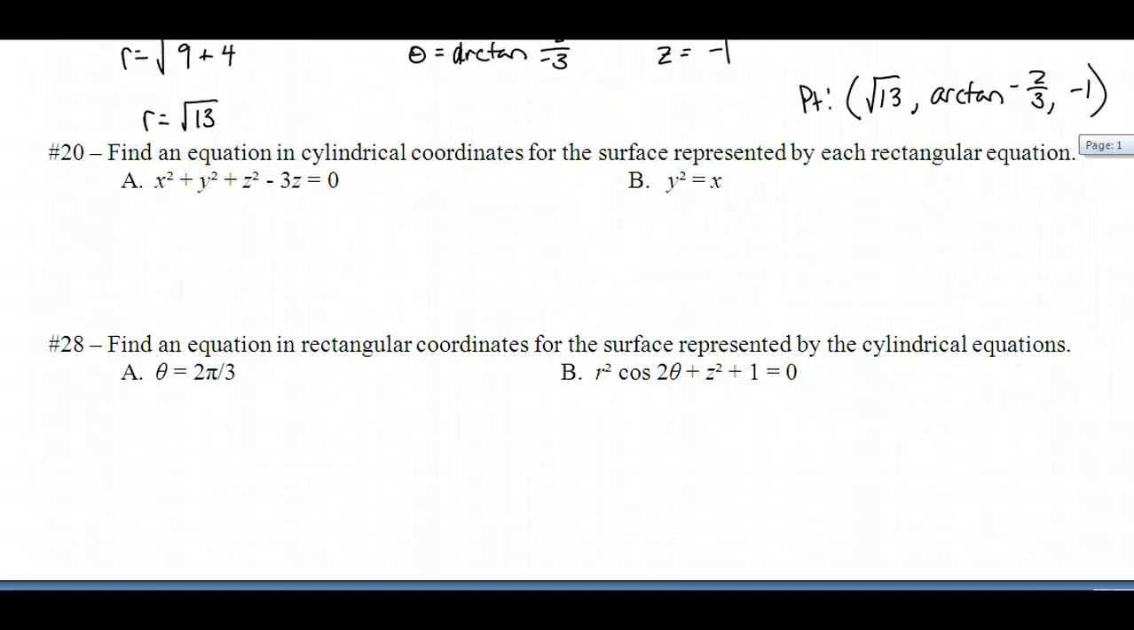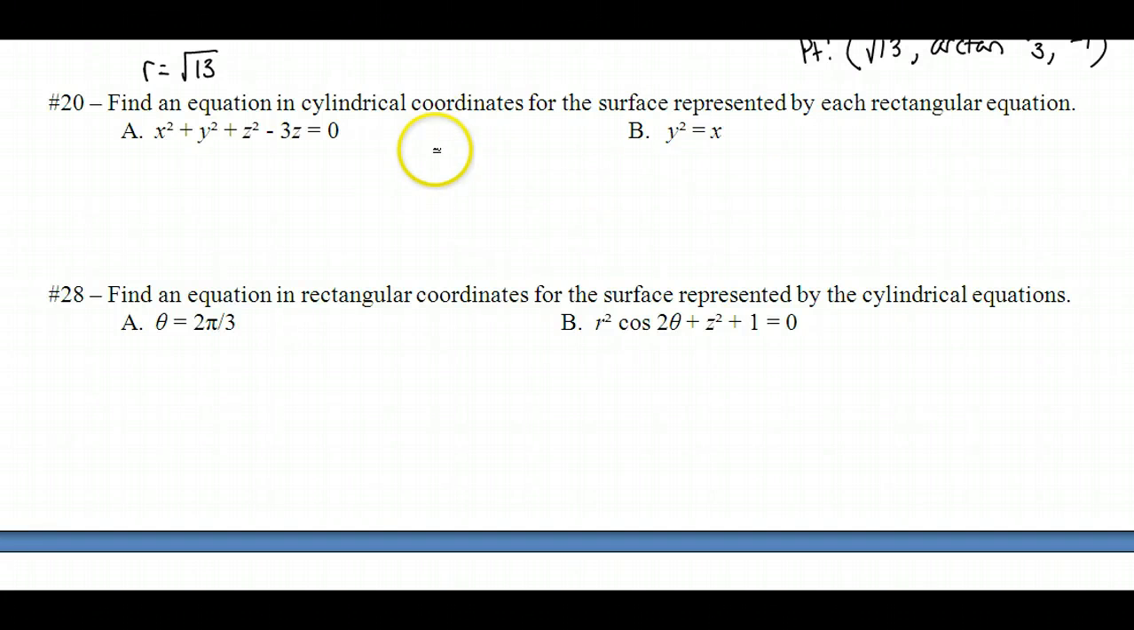Another type of example that we have is to find an equation in cylindrical coordinates for the surface represented by each rectangular equation. Obviously these are rectangular because they're in terms of x, y, and z. Here I just have y and x, and that's okay; I don't need to have a z. But I have to convert everything and write the equation in cylindrical coordinates. Therefore, my equation can only have r, theta, and z in it.